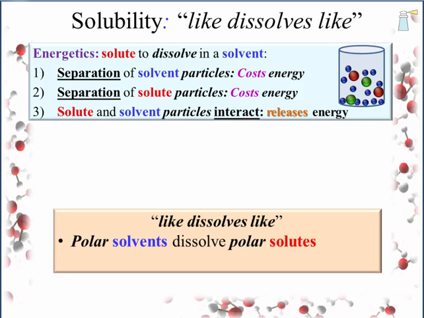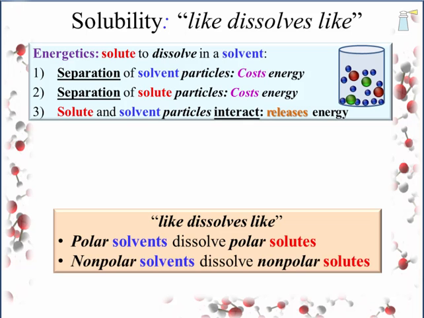Specifically, polar solvents readily dissolve polar solutes. Polar solvents like polar solutes. And nonpolar solvents dissolve nonpolar solutes. Nonpolar solvents like nonpolar solutes. By extension, nonpolar substances do not like or dissolve in polar substances. This phrase is faster and easier to use than an analysis using the 3 energetic steps as listed above.